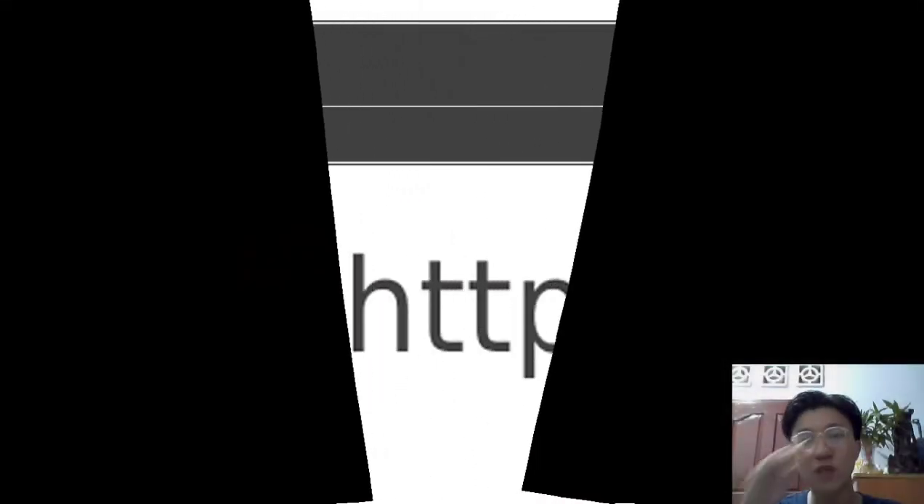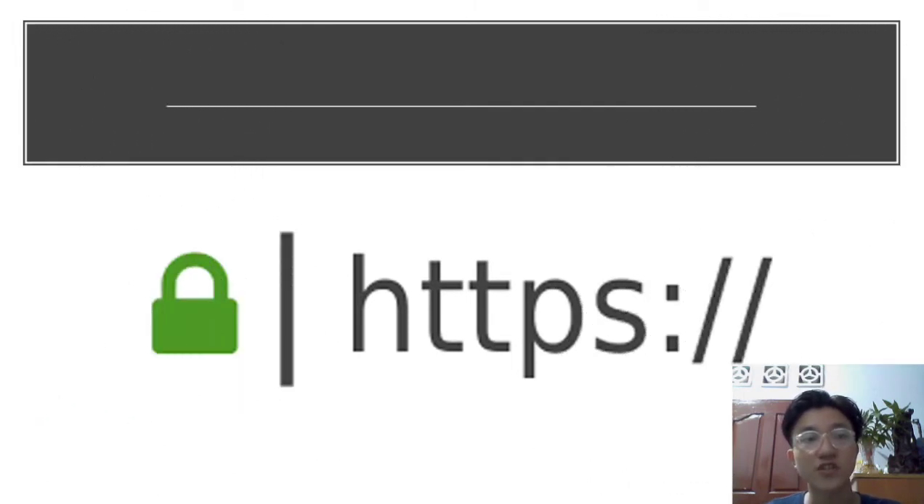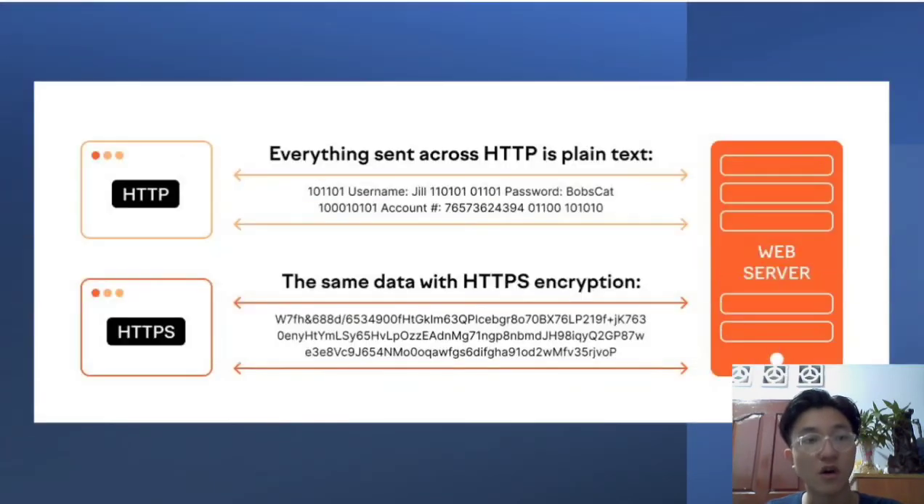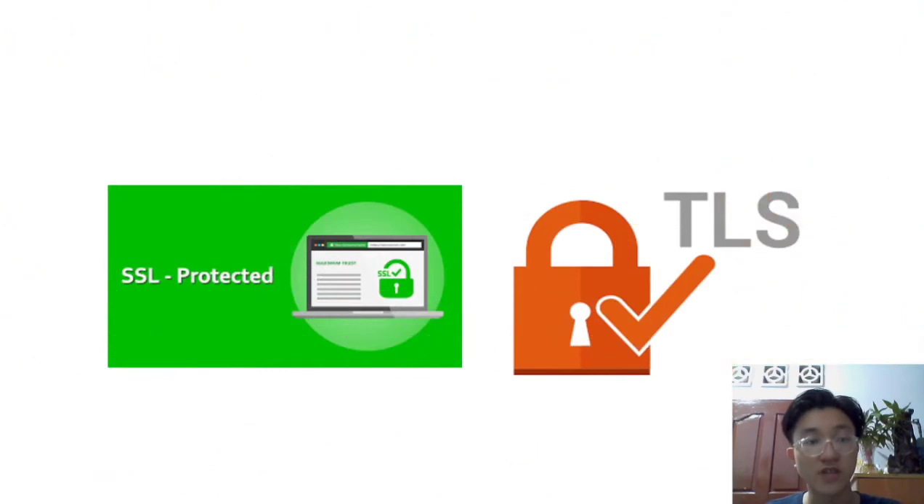The next protocol I'll be discussing is HTTPS. HTTPS stands for Hypertext Transfer Protocol Secure, and is the encrypted version of HTTP. It is used for secure communication across the internet or a network. Here's a look at what happens if you use HTTP. You can see that the data that is not encrypted in HTTP becomes unreadable in HTTPS. HTTPS communication is encrypted using Secure Socket Layer, or SSL, or Transport Layer Security, or TLS.